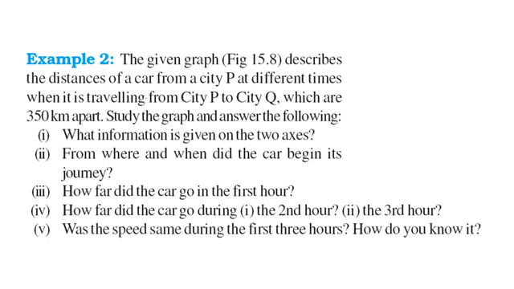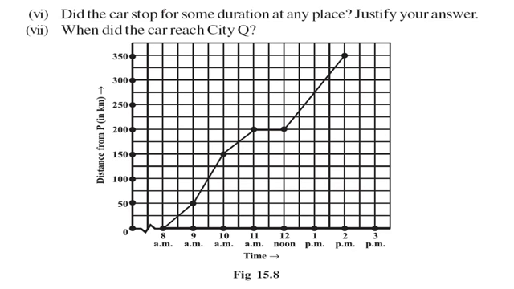We have another graph which describes the distance of a car from a city P at different times, which is traveling from city P to city Q, which are 350 kilometers apart. Now we have to answer these. What information is given in the 2 axes? From where and when did the car begin the journey? How far did the car go in the first hour? How far did the car go during the second hour, third hour? What was the speed? Was the speed the same during the first 3 hours, and how do you know it? Did the car stop at any duration? We'll see about that.